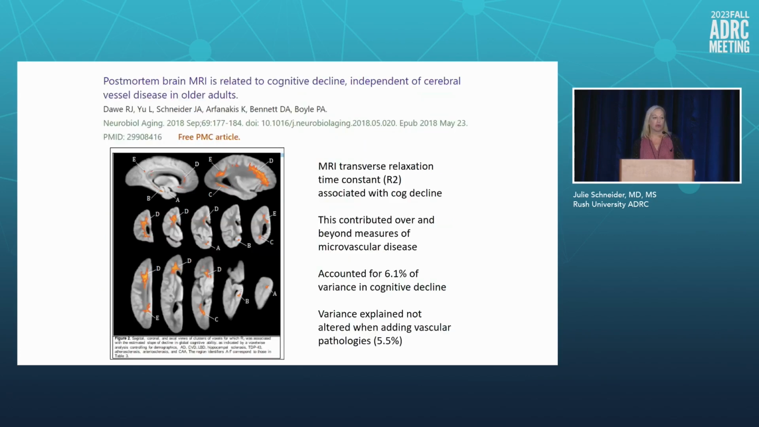And we did a study where we put all of these pathologies in a model and said, if we look at the brains, can we explain more cognitive decline? And the answer was yes. So the radiologists are seeing more than what we're able to see in the white matter.